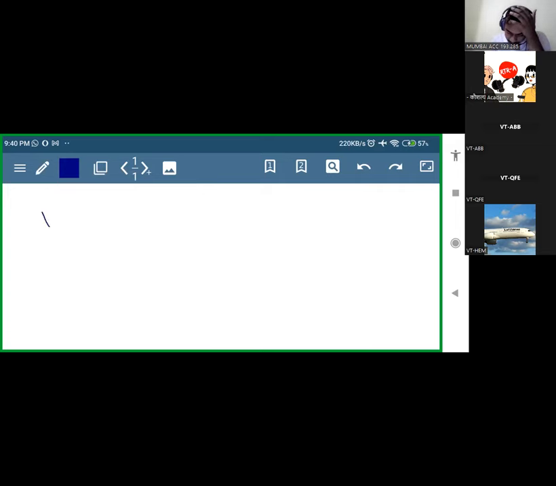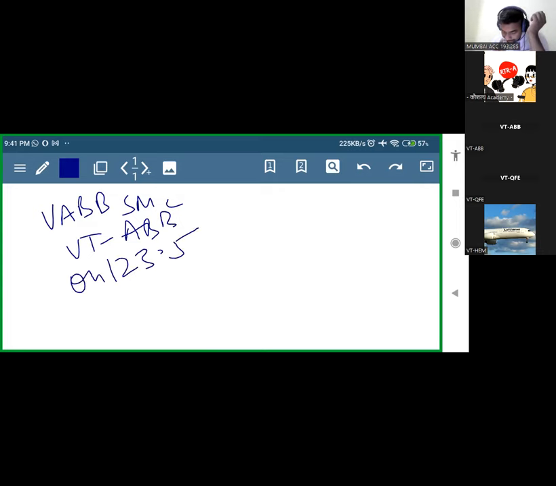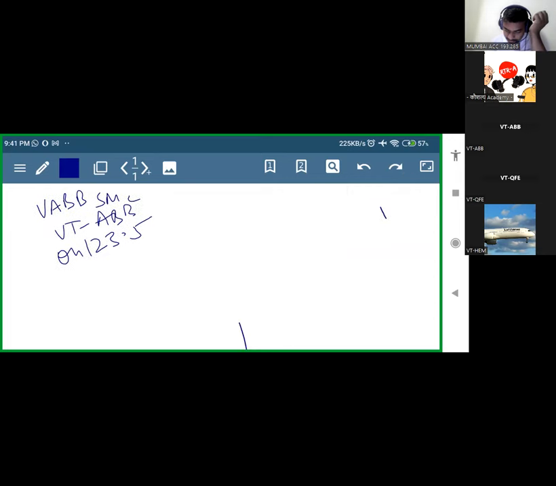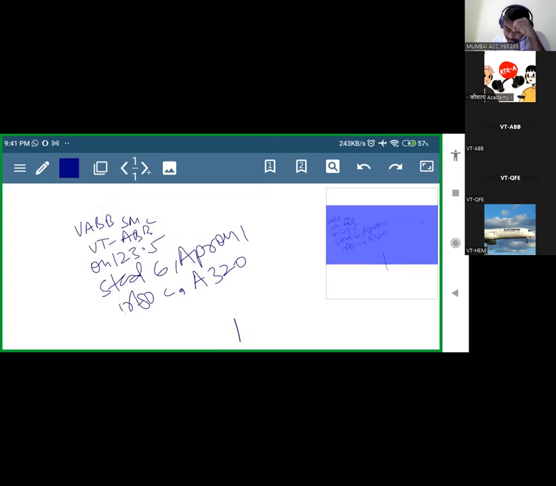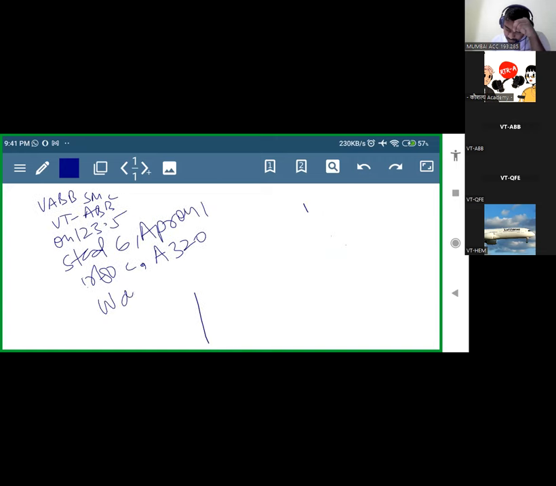Mumbai Ground, Victor Tango Alpha Bravo Bravo, on 123.5, on stand 6, apron 1, information Charlie, A320, wake medium, ready for departure, request engine startup.